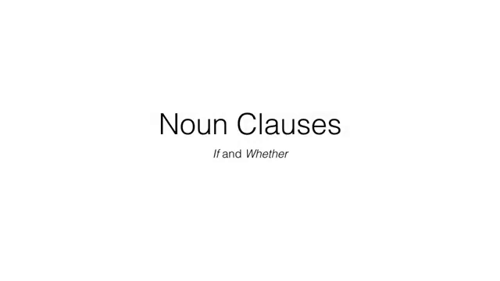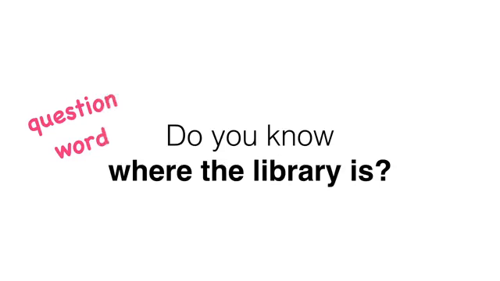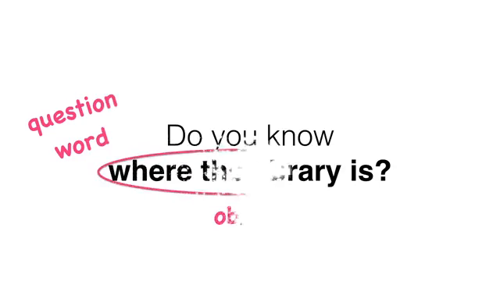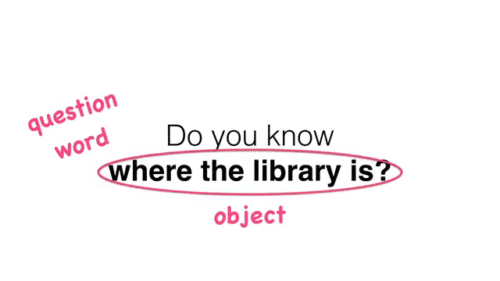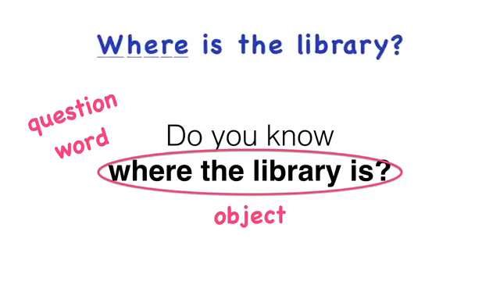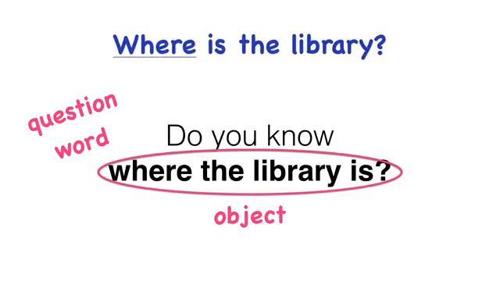Noun clauses with if and whether. You already know that we can make a noun clause with a question word. In this case, the noun clause is acting as an object. When we use a question word, the noun clause is simply an embedded information question.